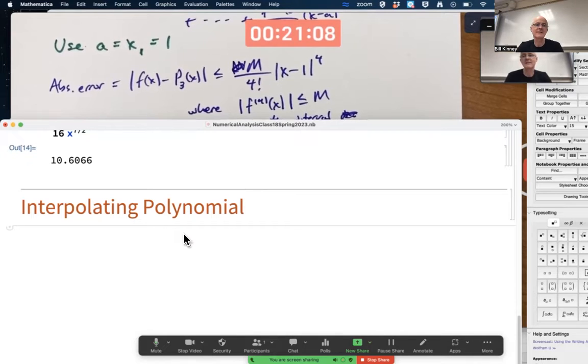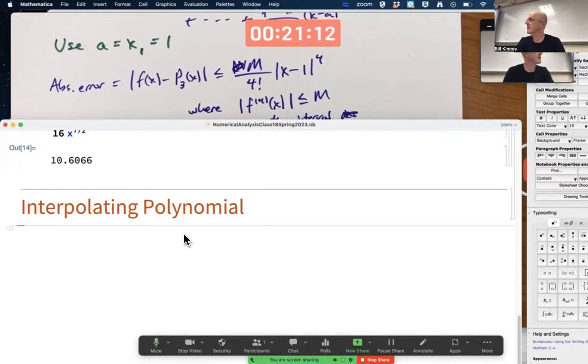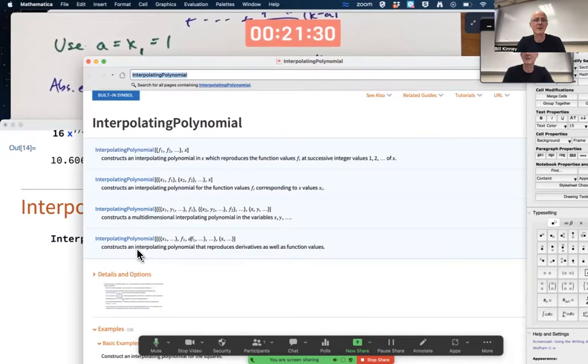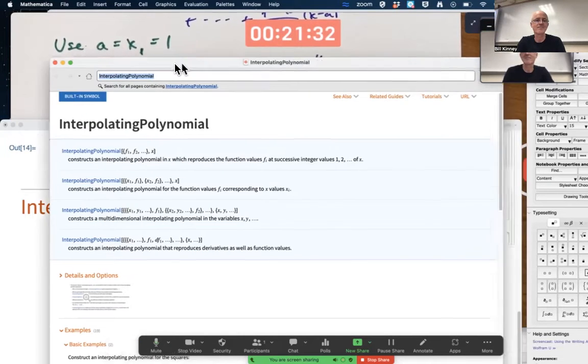If you've got Mathematica available and you want the interpolating polynomial as fast as possible, there's a built-in function, InterpolatingPolynomial. Look up some information about it with the syntax here.